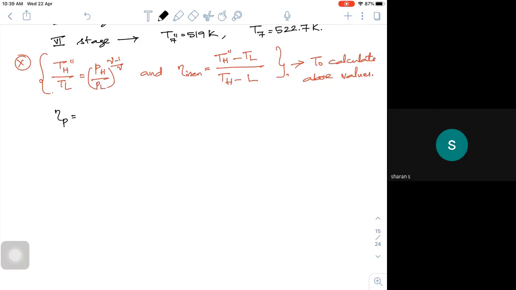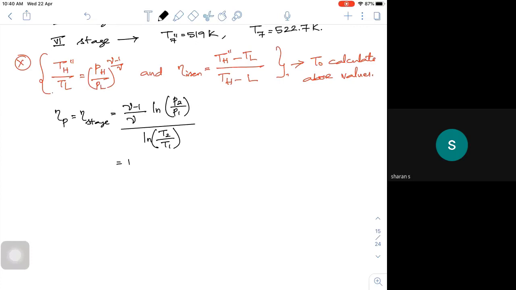Few books also call this the stage efficiency, which is the same. It was given already yesterday. I have written this formula and we derived it in the class: log of P2 by P1, that is the pressure ratio, divided by log of T2 by T1. Now all the values we know.